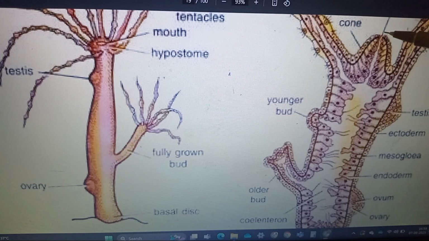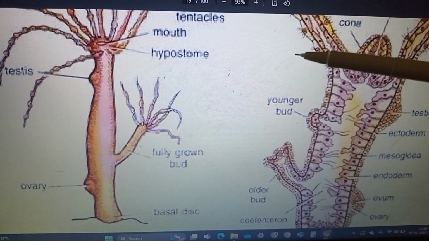The coelenterata are characterized by this coelenteron, that is the gastrovascular cavity, and they are called cnidarian because they have the cells called the cnidoblast or cnidocyst present on the tentacles and on the body. Here is the mouth situated on the top of this structure called hypostome, and there are tentacles.